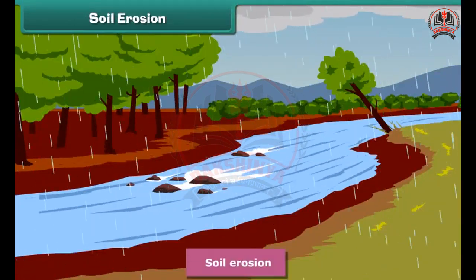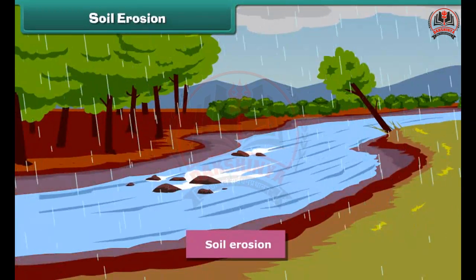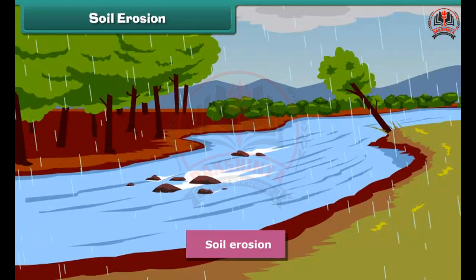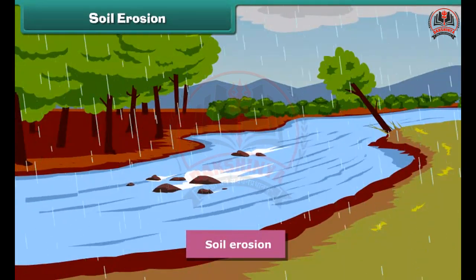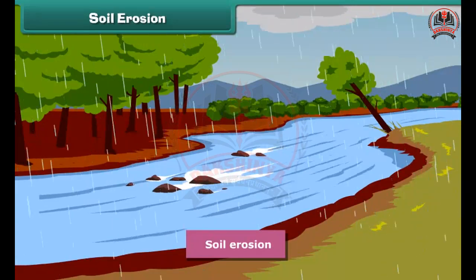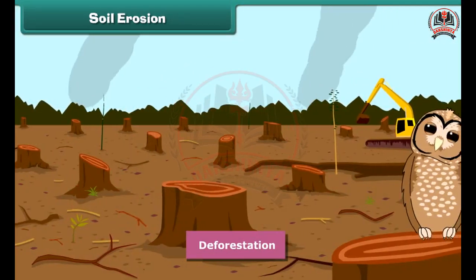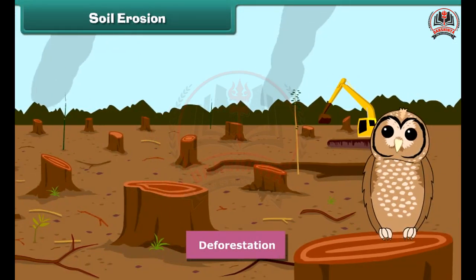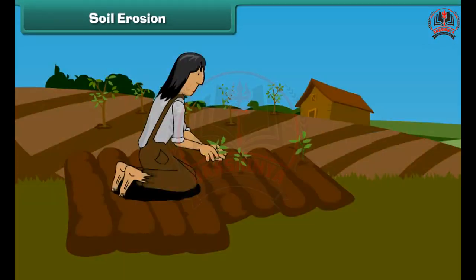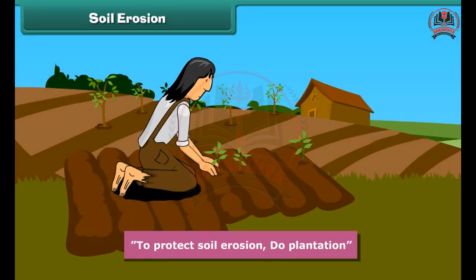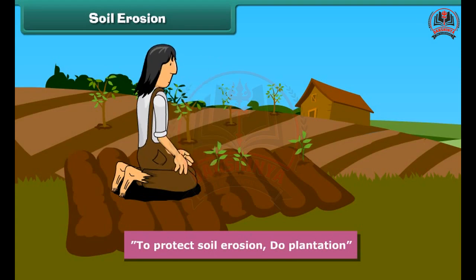Do you know what soil erosion is? Sometimes the soil is carried away by wind and water. This is called soil erosion. You will be surprised to know that cutting of trees also causes soil erosion. Soil erosion makes it infertile. We can protect soil from erosion by planting more and more trees.